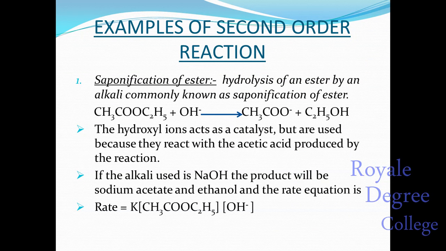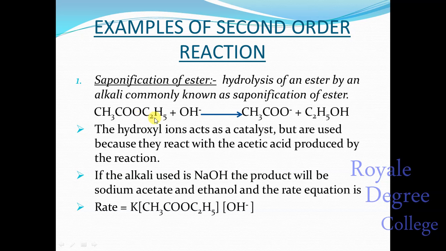Next, we will see examples of second order reaction. The first example is saponification of ester, the hydrolysis of an ester by an alkali. Here you can see the reaction of CH3COOC2H5, which is named ethyl acetate. C2H5 is ethyl, and CH3COO is acetate.